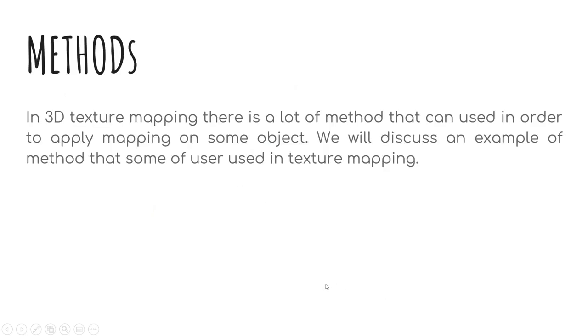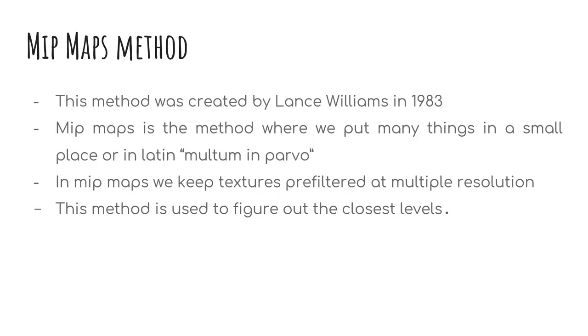There are methods that are used in 3D texture mapping in order to apply mapping on an object. The first method is the Mipmaps method. This method was created by Lance Williams in 1983. Mipmaps is a method where we put many things in a small place. In Latin, multum in parvo. It means that all the things are put in a small place.